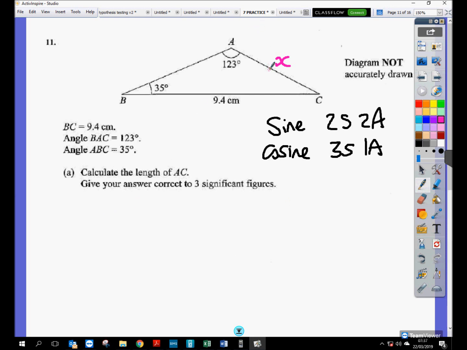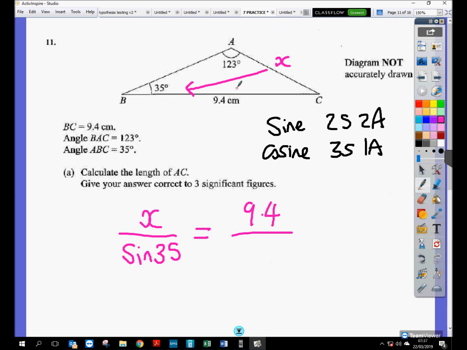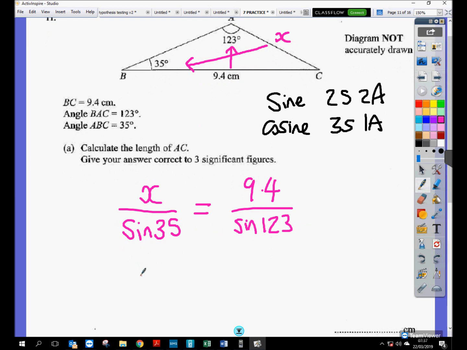And the way that it works is you pick a side in the numerator and you write sine of the angle opposite in the denominator. So like this. You pick a side, so x, and in the denominator, sine of the angle which is opposite to that side. Now the only other side you can choose is 9.4, and in the denominator you write sine of the angle which is opposite to that side, so sine 123. We're trying to work out x. x is currently being divided by sine 35, and the inverse operation of divide is to times. So we can write on this side times by sine 35.